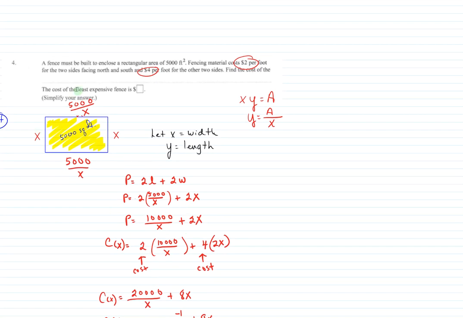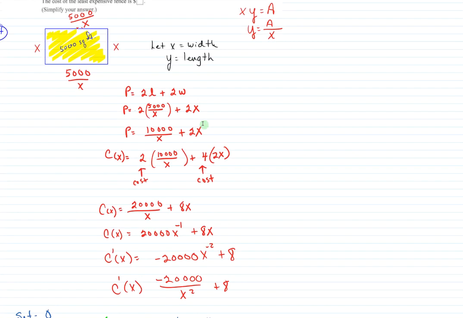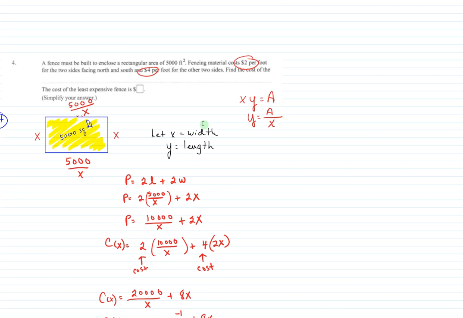All right, a fence must be built to enclose a rectangular area of 5,000 feet squared. So in this one, we don't know how much fence we have. We know the area in here. Fencing material costs $2 per foot for the 2 sides facing north and south, and $4 per foot for the other 2 sides. Find the cost of the least expensive fence. So there we go. Now this one, I don't think there's parts, but we're going to do it in parts.